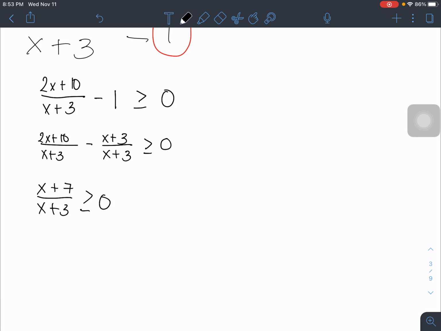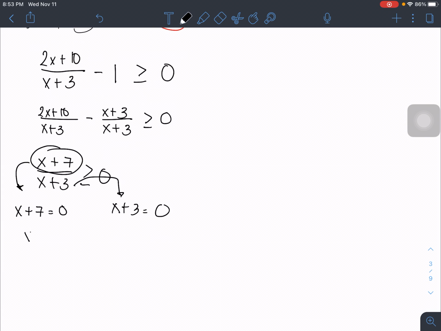The third step is to separate the denominator and the numerator, and equate both of them to 0. So x + 7 = 0 for the numerator, and x + 3 = 0 for the denominator. The value of x from the numerator will be negative 7, and the value of x from the denominator will be negative 3.